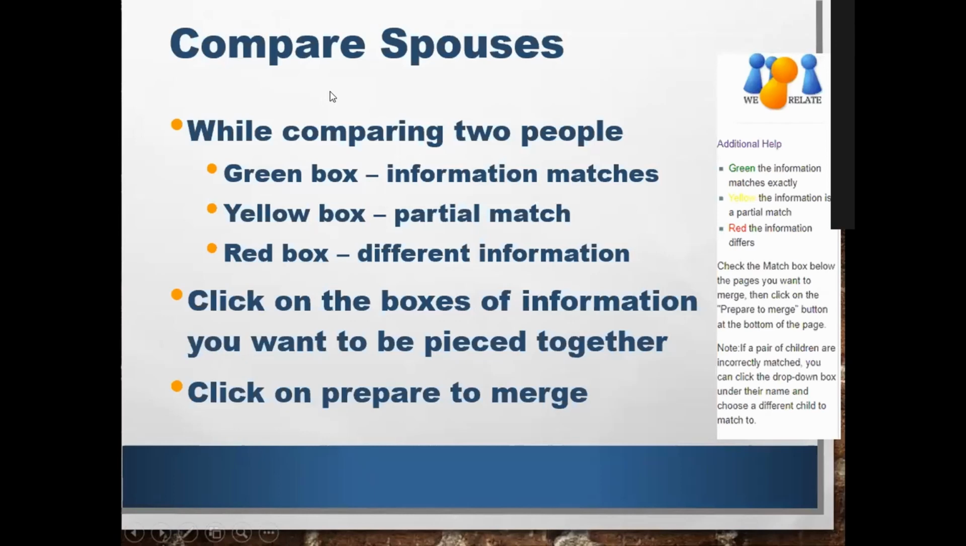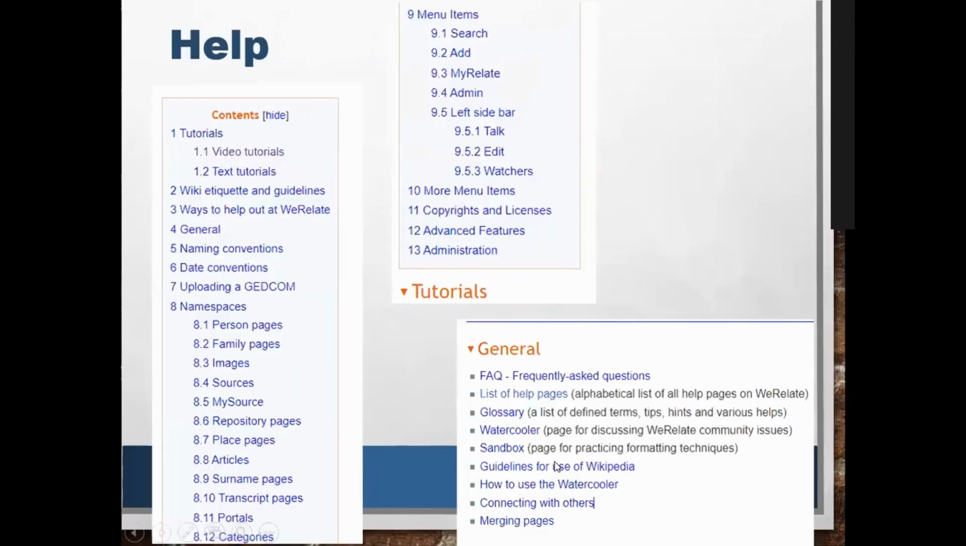Comparing spouses, you're going to get 2 boxes. Anything in the green box, they match. Yellow boxes, they slightly match. The red box means there's different information, and you choose which information you want should you merge them. Okay, then we have a lot of help pages.